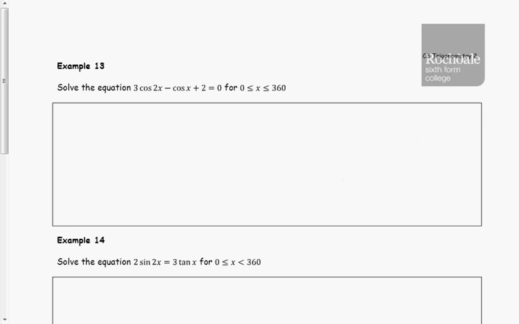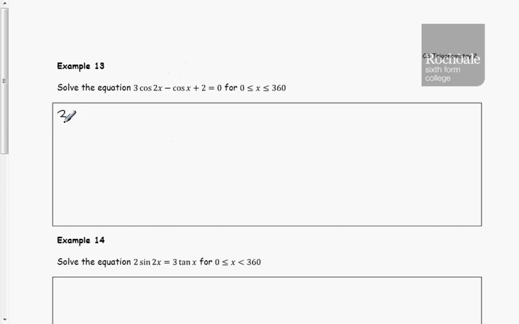C3 Trigonometry 2 example 13. Solving a trig equation where one of the angles is a double angle and the other one is a single angle. The first task is to make them consistent, either both double angles or both single angles.